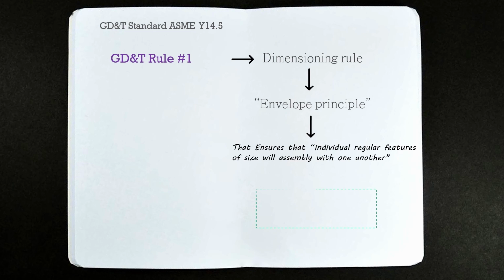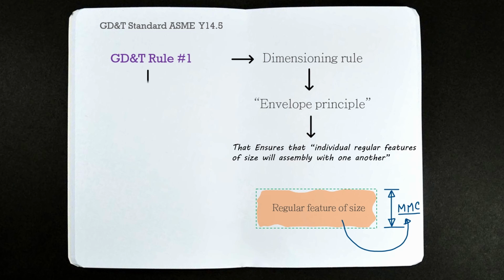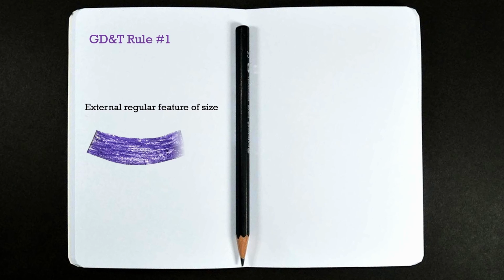Rule 1 establishes an overall boundary, or we can say envelope, for a regular feature of size that is equal to its MMC, maximum material condition. Because GD&T Rule 1 states the form of an individual regular feature of size is controlled by its limit of size. So according to GD&T Rule 1, for an external regular feature of size, the maximum boundary or envelope will be equal to its largest size limit. Like here, the largest size limit of the shaft is 19.4 mm.